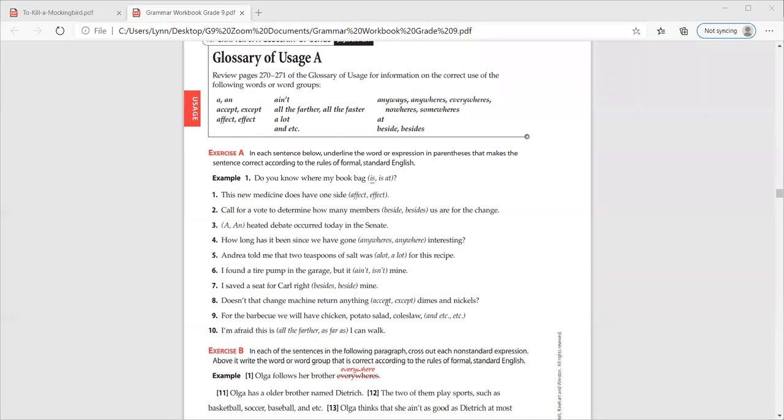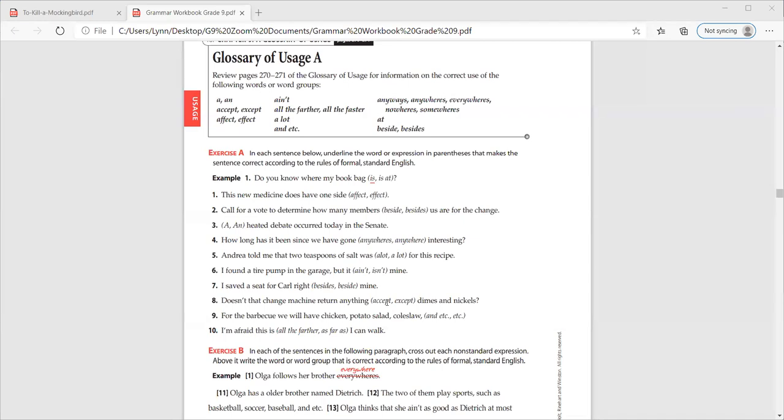Next, we have all the farther or all the faster. This expression is used in some parts of the country to mean as far as or as fast as, non-standard. This is all the faster I can go. That's incorrect. It should be, this is as fast as I can go. And the next word, all right, we'll see that in another part of the chapter. Then we have a lot. Do not write the expression a lot as one word. It should always be written as two words. Example, I have a lot of homework tonight.